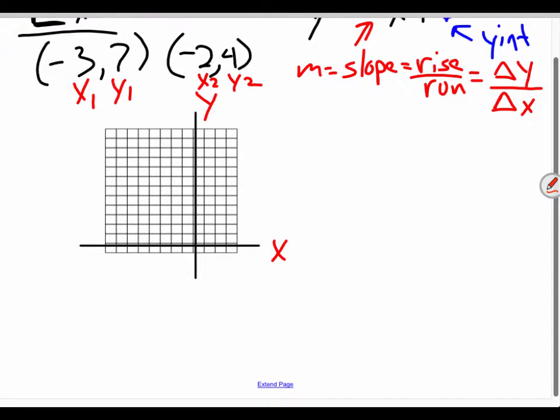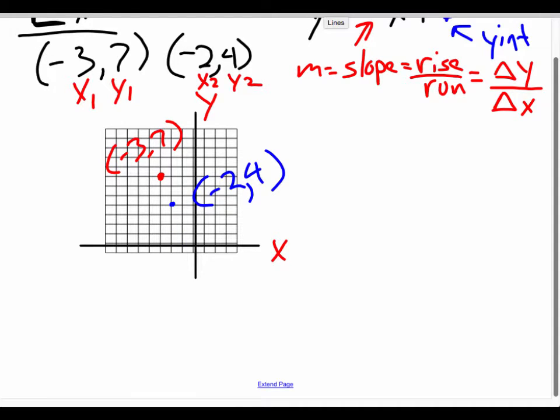So I'm going to go -3, 1, 2, 3, and then I'm going to go up 1, 2, 3, 4, 5, 6, 7. All right? So that is my point, -3, 7. And then my next point is going to go over to the left, 1, 2, up 1, 2, 3, 4, and that's my second point, -2, 4. All right?